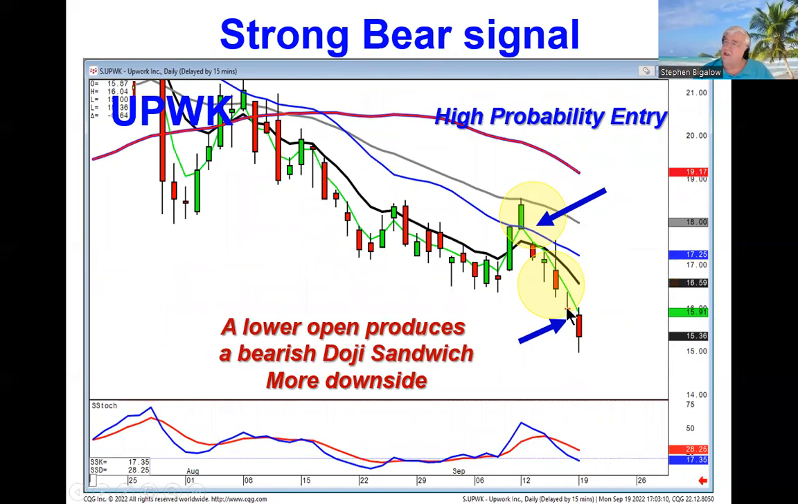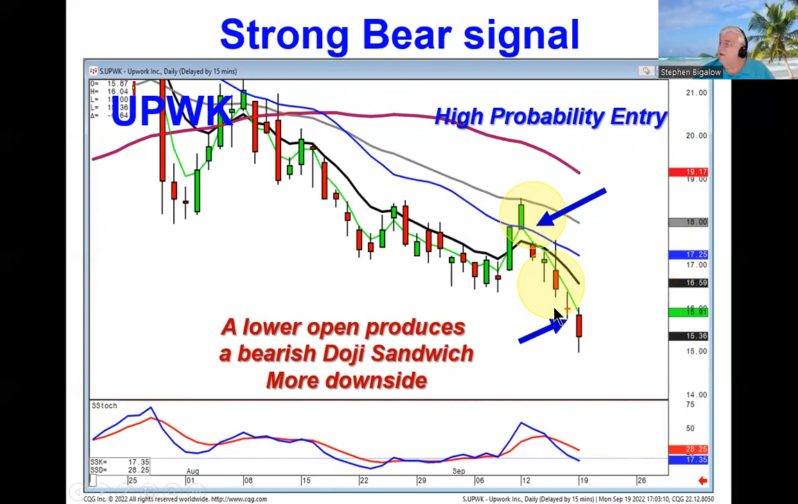Our recommendation on Upworks was based upon this downtrend, this bearish kicker signal, bearish J-hook pattern. And today we were shorting it because of the Doji rule. The price is usually going to move in the direction of how they open after a Doji. And if they opened after a Doji heading lower, that puts us in with a bearish Doji sandwich, indicating more downside for wave 1, wave 2, wave 3.